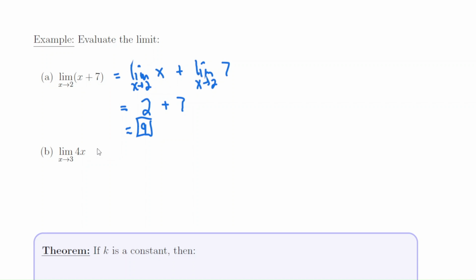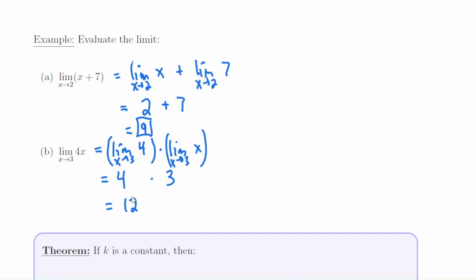But here is the reasoning behind it. Now what about this? We have limit as x approaches 3 of 4x. Can we just plug in the 3? Well, it turns out that we can, but let's see why. We have a limit as x approaches 3 of a product, right? 4 times x. So let's write this as limit as x approaches 3 of 4 times limit as x approaches 3 of x. The limit of the product, 4 times x, equals the product of the limits. But what's the limit as x approaches 3 of 4? It's 4. And what's the limit as x approaches 3 of x? It's 3. And notice our answer is 12.